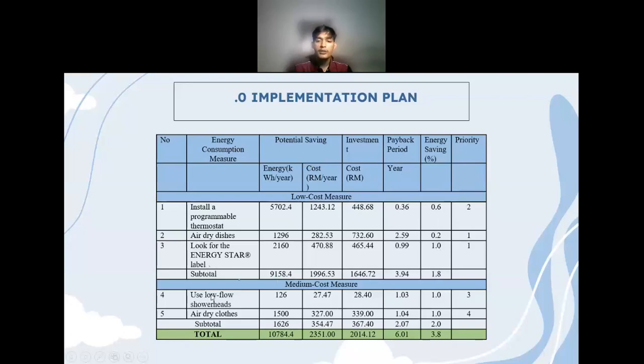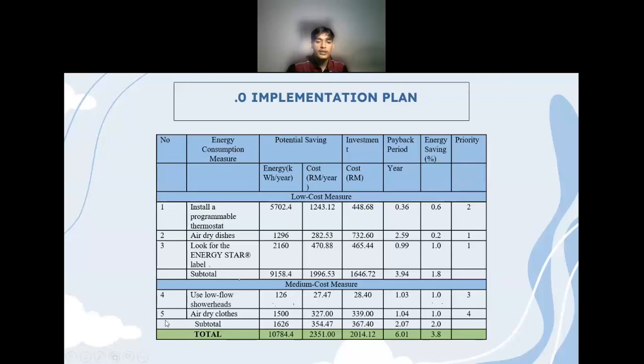The next one is medium cost measure, which is use low flow shower head. The energy potential saving for this use low flow shower head is 126 kilowatt per hour per year and the cost is 27 ringgit 47 cent and the investment only 28 ringgit 40 cent and the payback period is 1.03 and the energy saving is 1.0% and the priority is 3.